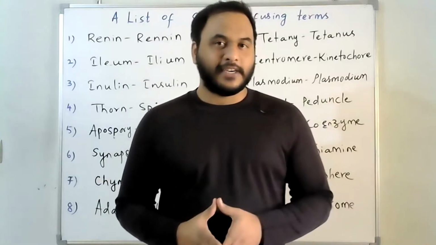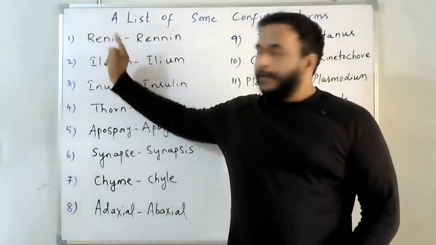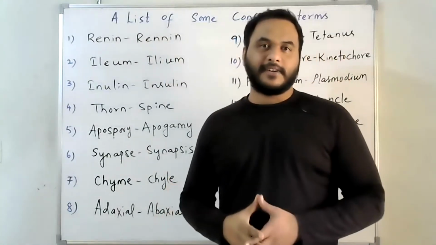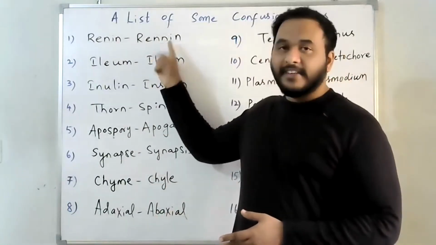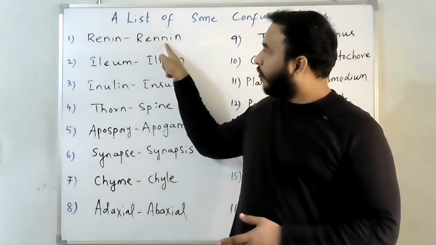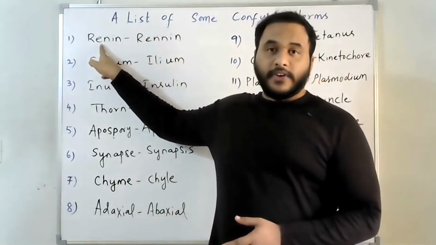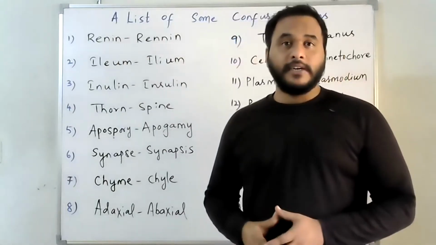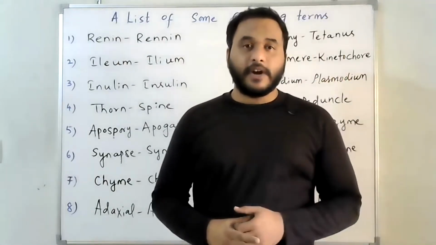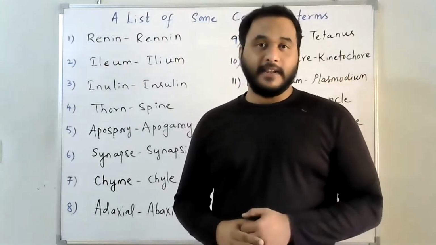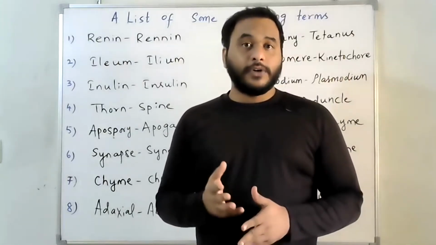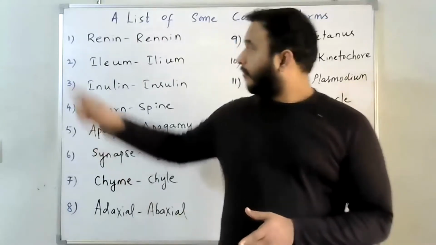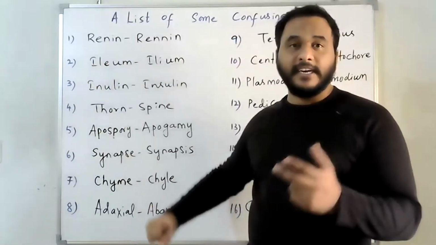So let's start. First, Renin, Rennin, quite similar. Only one letter is added, one more N. Renin, R-E-N-I-N, is a glycoprotein which is secreted from the juxtaglomerular cells, which will convert angiotensinogen into angiotensin. That is the function of renin in kidney cells.